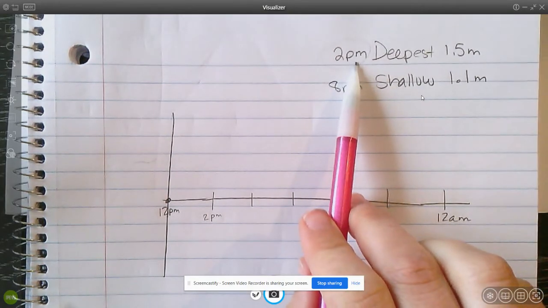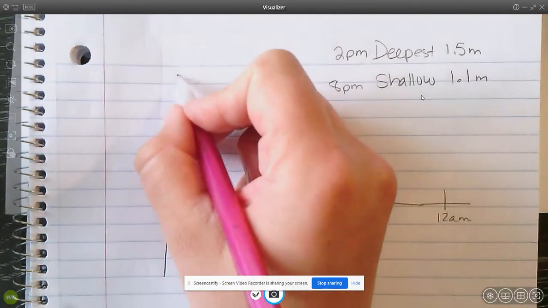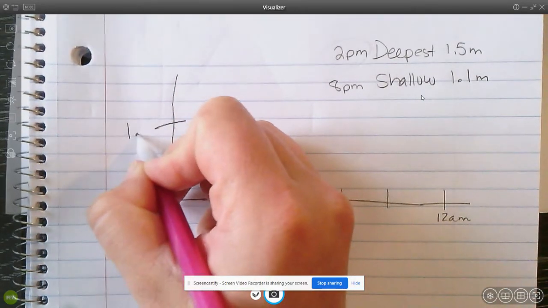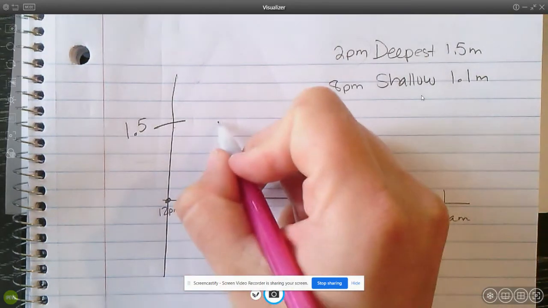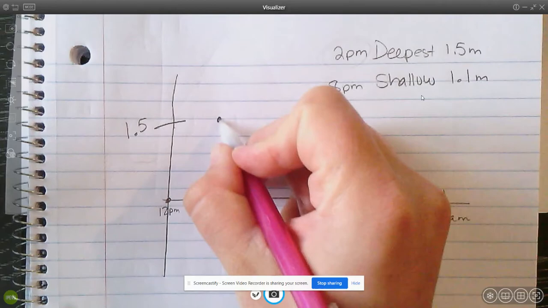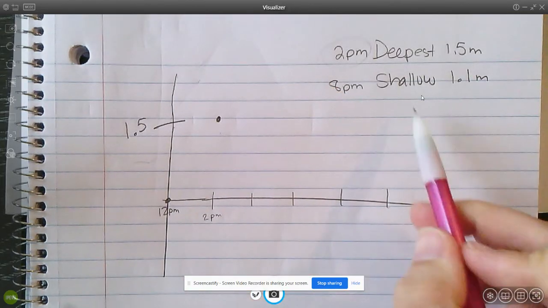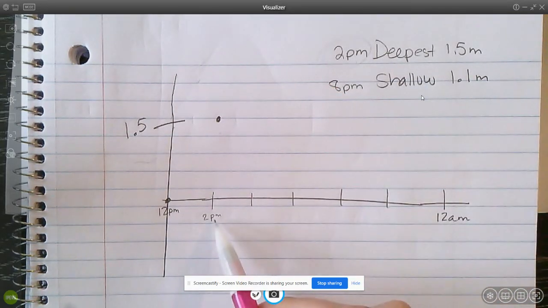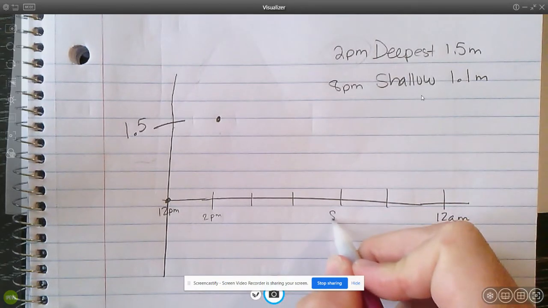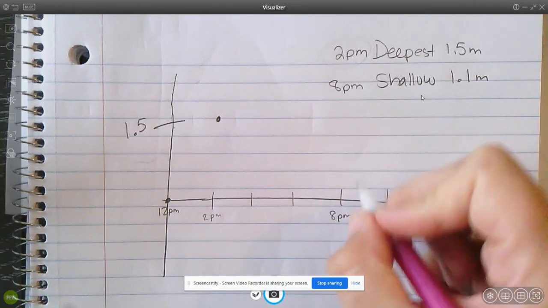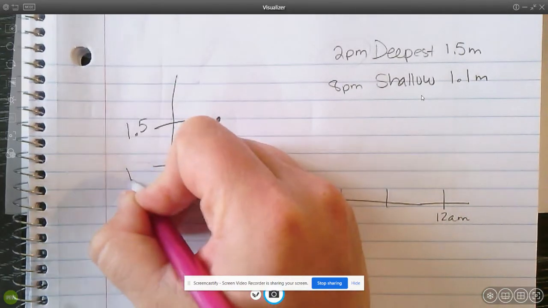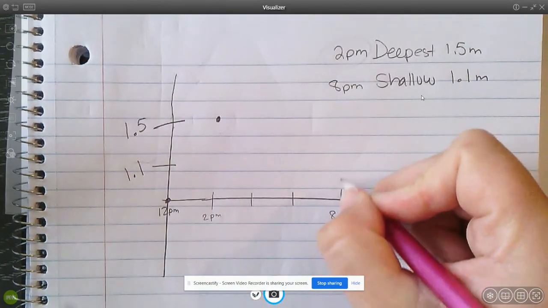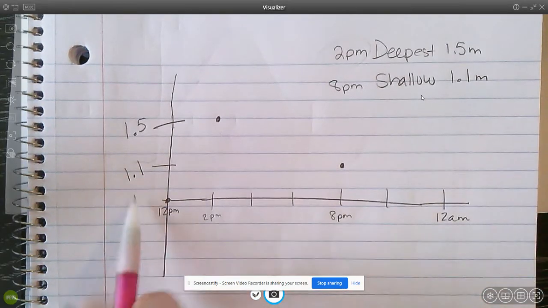Okay, so at 2 p.m. it's the deepest at 1.5. So here we'll put 1.5, and that's when it's the deepest at 2 p.m. So we can go ahead and we can put a point here. Okay, it's the most shallow at 8 p.m. So 2, 4, 6, this is 8 p.m. and that's at 1.1. So notice how my scale doesn't match. That's okay. As long as you have these numbers correct, you're good.